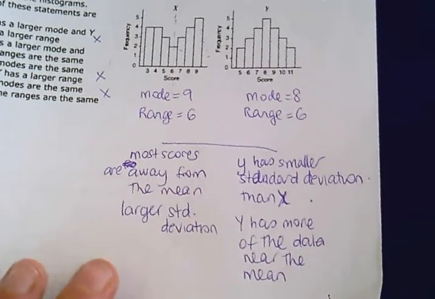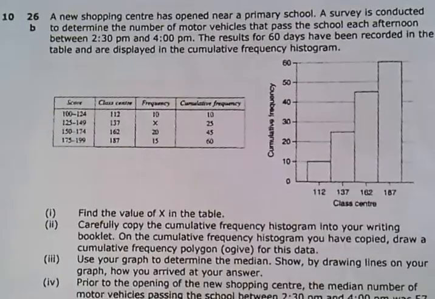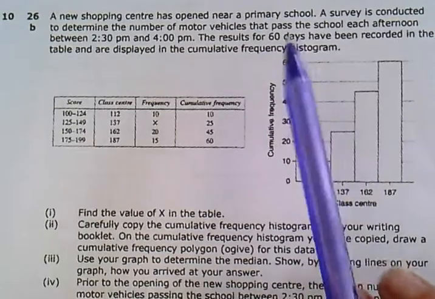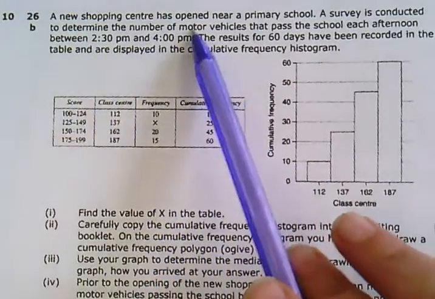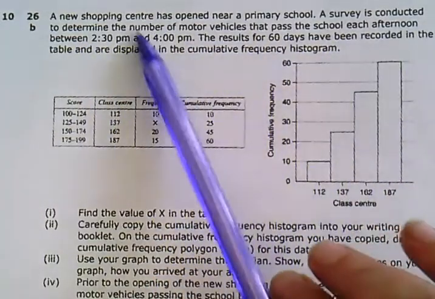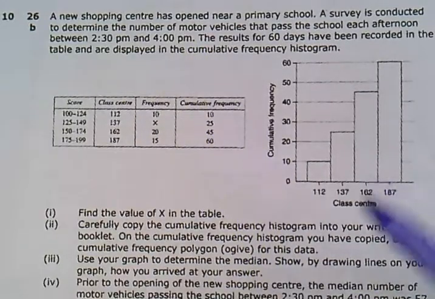But the question's not asking that, but it's just a good thing to notice about the graphs. 2010 HSC, question 26B. A new shopping centre has opened near a primary school, and a survey is conducted to determine the number of motor vehicles that pass the school each afternoon between 2:30 and 4. And the results for 60 days have been displayed.